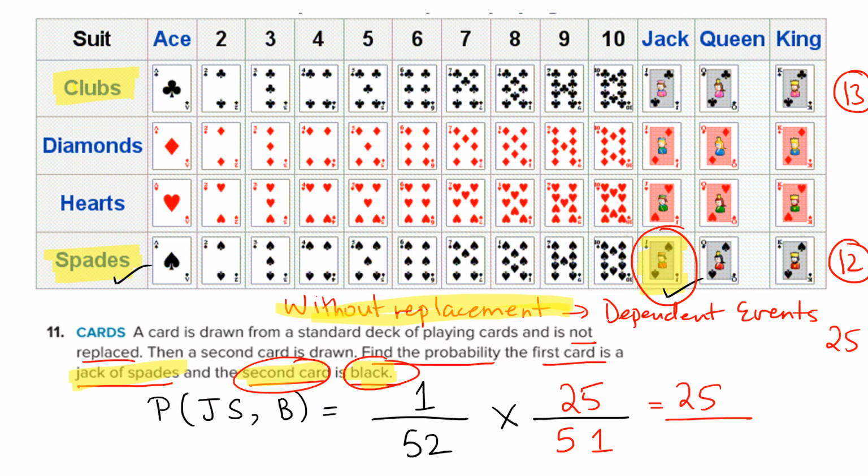If you do the multiplication and the division, do the calculation. You may use a calculator, it's allowed. So this will come to 25 divided by the big number 2652. Now you can convert this fraction into a decimal or also to a percentage. So if I convert to decimal, it's going to be 0.00942, and if I multiply with 100, it will convert to the percentage. Approximately it is 0.942%. Okay, this is how you do the cards problem, dependent events.